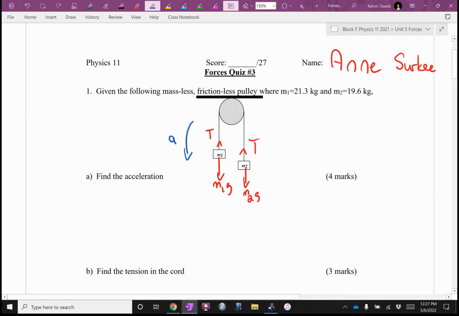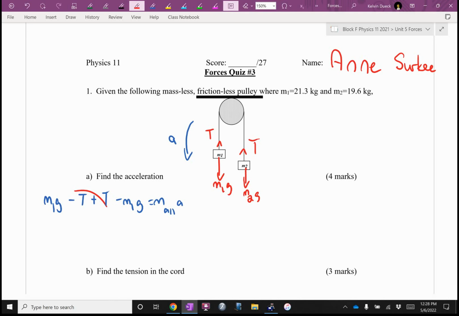Who's winning? M1G. And then I have minus tension, and then I have plus tension, because the other tension would curl around and end up pointing in the winning direction. And then I have minus M2G. That equals M total A. Mr. Dewick, Declan asks, do I have to write the tensions if I know they cancel? I won't take marks off if you don't. But then you're going to be missing out on the opportunity to show your work. But I'm not that fussy.